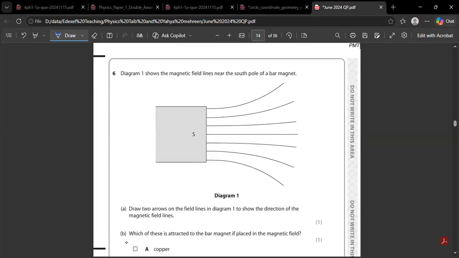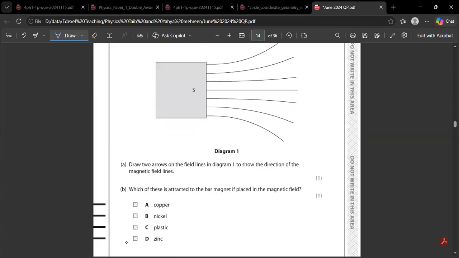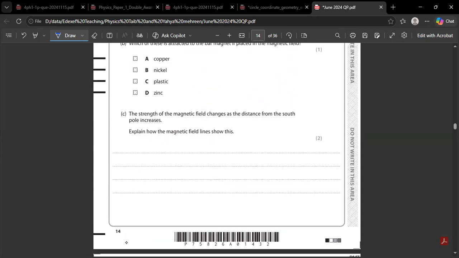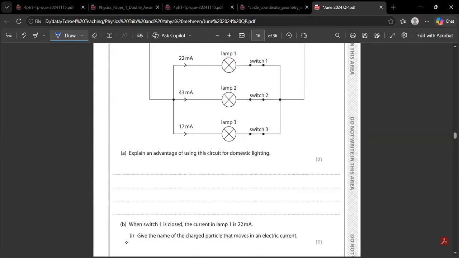Magnetic field lines near the south pole of the bar. We started this topic, but due to the exams, we have stopped. So this topic is not being assessed right now. In the upcoming assessment, inshallah, we'll continue with this topic.